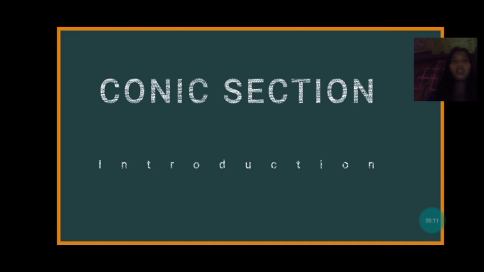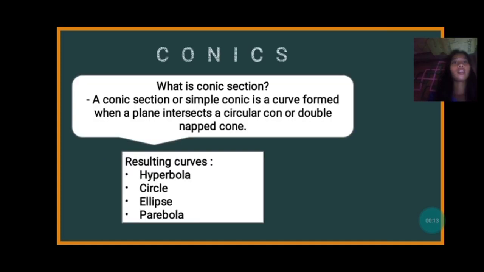Now I am going to discuss the conic section. We first define what a conic section is. A conic section, or simply conic, is a curved form created when a plane intersects a circular cone or double cone, and these cones have resulting curves. These are the hyperbola, circle, ellipse, and parabola.